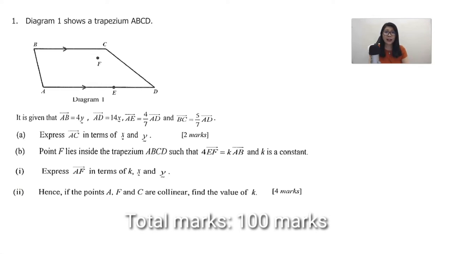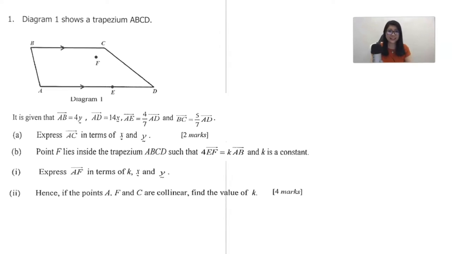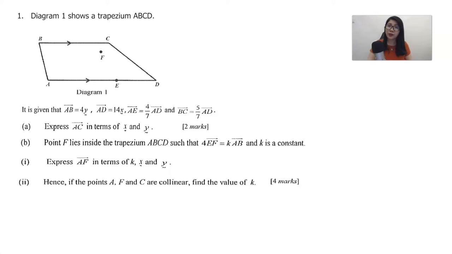So now, let's look at question number 1. This question is under the chapter Vectors. Diagram 1 shows a trapezium ABCD. It is given that AB is equal to 4y. So where is AB? This is AB, from A to B, and it's 4y. And AD is equal to 14x. AD is from A go to D, and this is 14x.